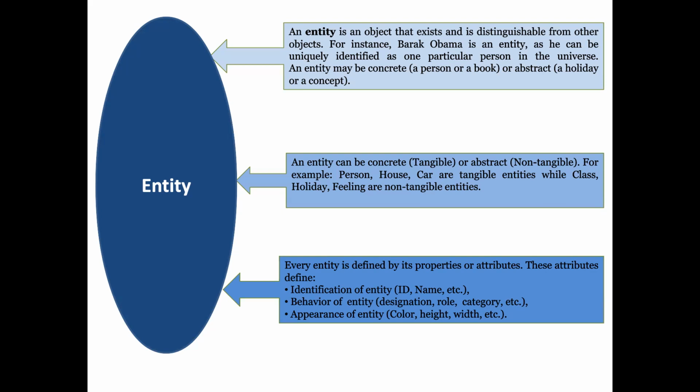Suppose you take a customer table from any of your projects and look at what columns are there. Very easily your mind will start working. Customer ID is there, so it is identification. Customer name is identification. Customer address is again identification, because it is not for behavior or appearance. But customer designation and customer role are defining the behavior. Then you find customer color, customer height, customer width. This is for appearance.